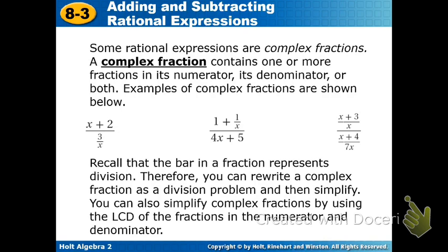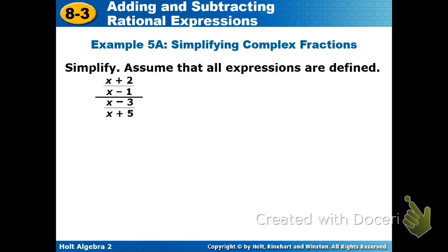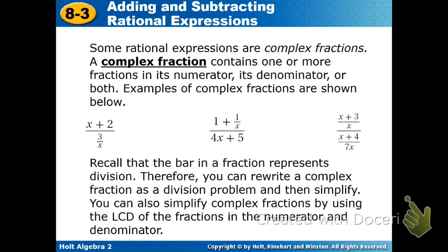Let's recall that the bar in our fraction represents what? Can you tell me? Represents division, okay? So we can simplify complex fractions two ways. We can go about it by using the division and simplify. And the other way that we can do that is by finding the lowest common denominator in the numerator and the denominator. So let's take a look at a couple of examples.